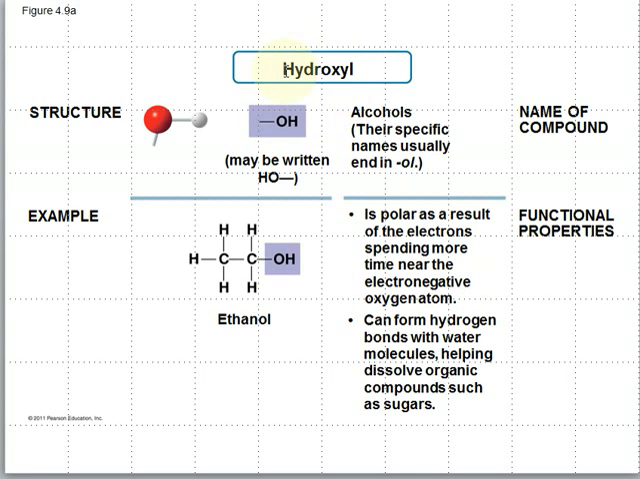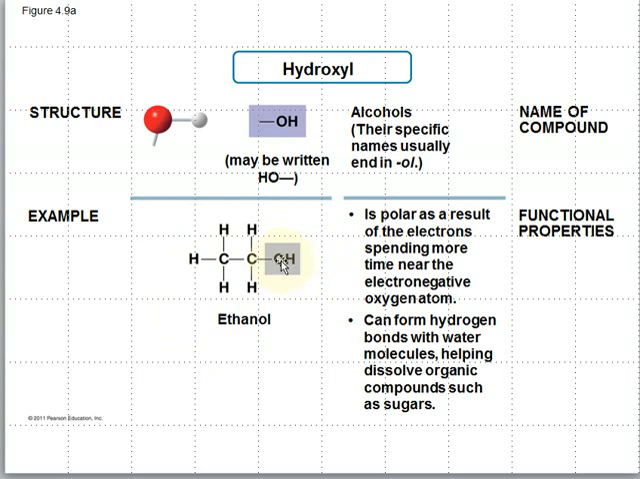So the hydroxyl, based on the name, you could probably have guessed it has something to do with hydrogen and oxygen, and that's what it is. It's an OH. It's an oxygen with the hydrogen off of it. So a good example is ethanol, and there it is in the purple. There's your little OH sticking off. That's a functional group.